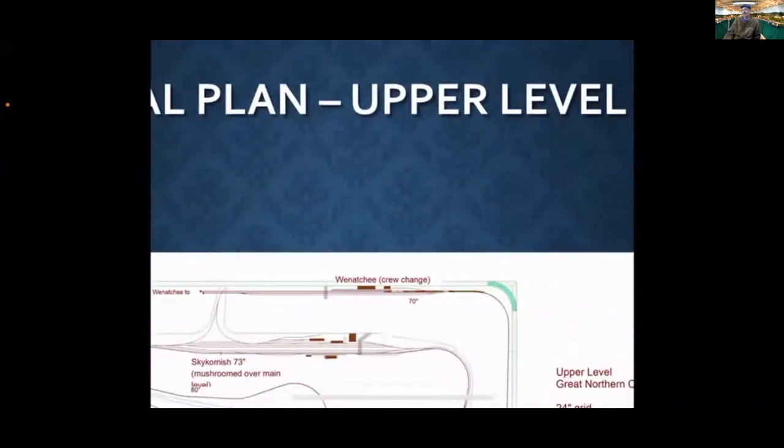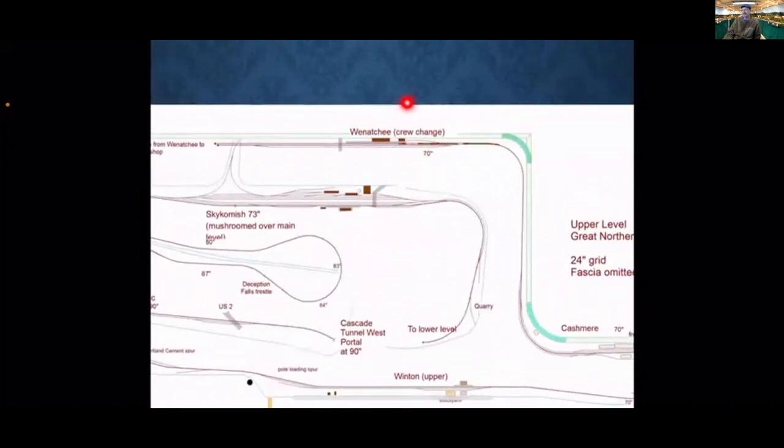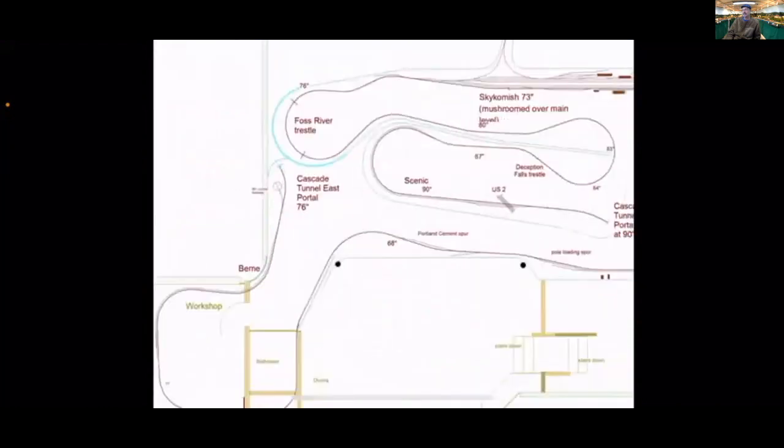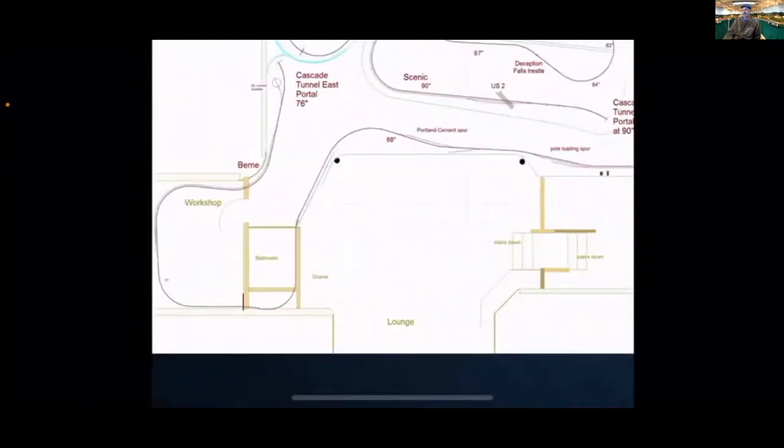Zoom in there. Wenatchee's at the upper part here. And at Wenatchee, you'll get off your train. And from Wenatchee, there's a ramp down that goes into the workshop where I'm sitting now. And that's where the east end staging will be. And that is the Cascade Division.